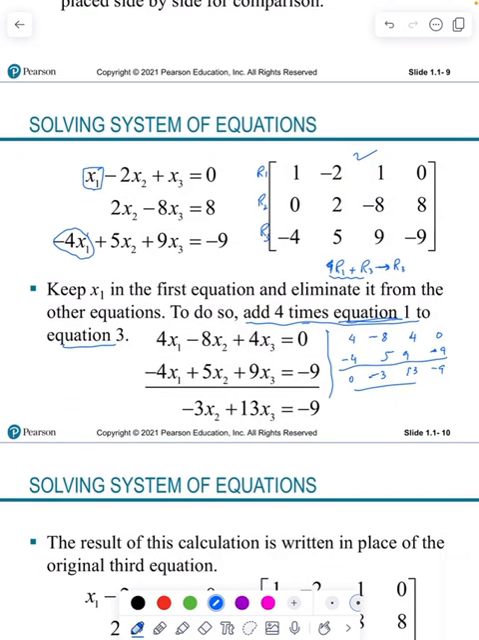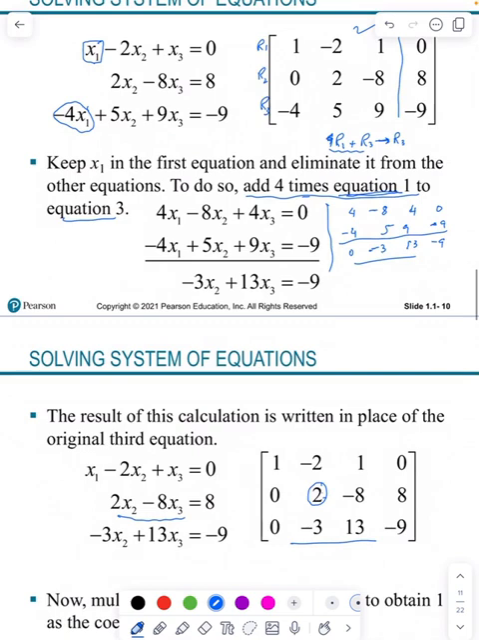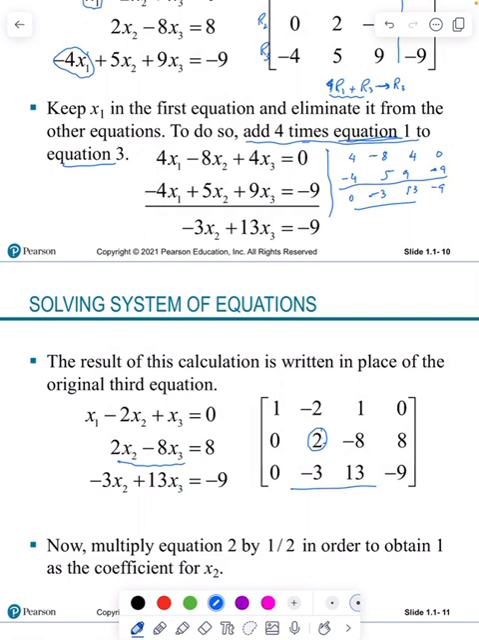So according to this matrix, our first equation will be x1 minus 2x2 plus x3 equal to 0. Because remember, there is a straight line here. Second row will be 2x2 minus 8x3 is equal to 8. And the third row will be negative 4x. So this was the original matrix. The new one is, so now the third row will be negative 3x2 plus 13x3 is equal to negative 9.